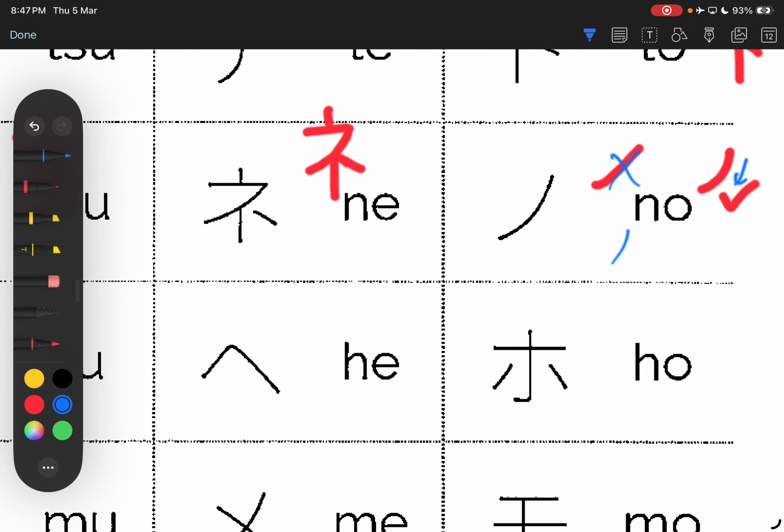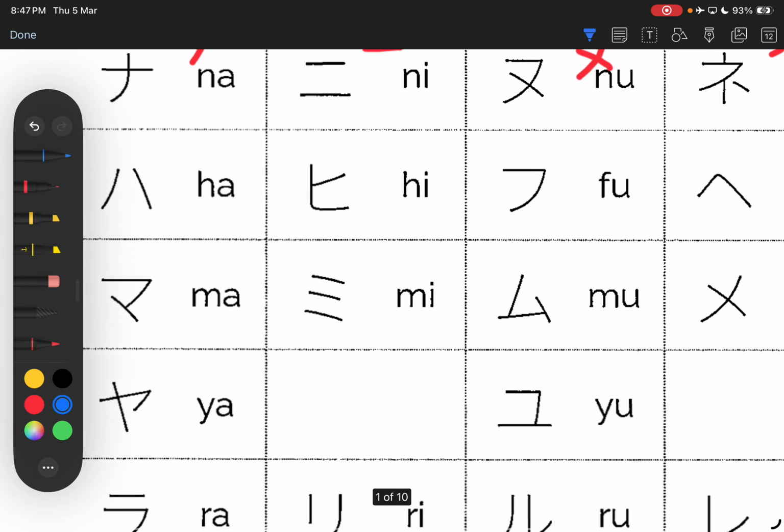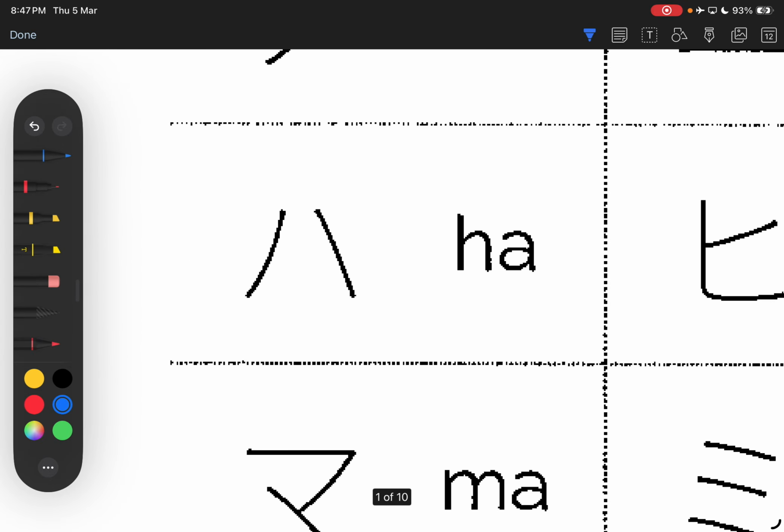Okay, top down, easier to draw. Next we have the H row, ha. Okay, so ha is like this. It's like a mustache.